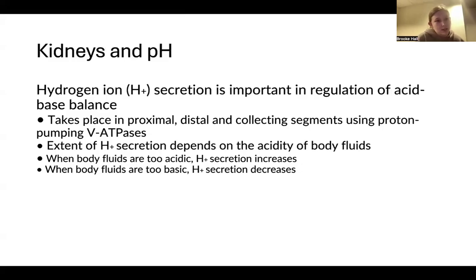So the kidneys and pH. Hydrogen ion secretion is important in regulating the acid-base balance. Hydrogen ions make things more acidic. And this takes place in the proximal, distal, and collecting segments using proton pumping V-ATPases. The extent of hydrogen secretion depends on the acidity of body fluids. When body fluids are too acidic, hydrogen secretion increases, and when body fluids are too basic, hydrogen secretion decreases.